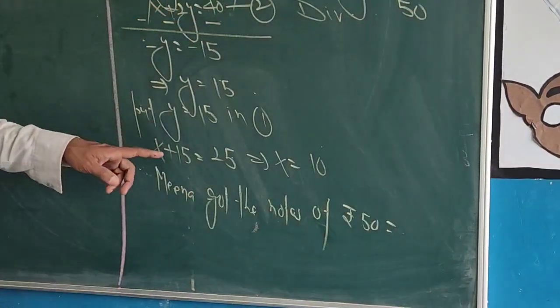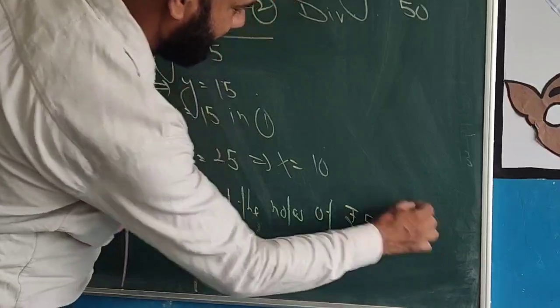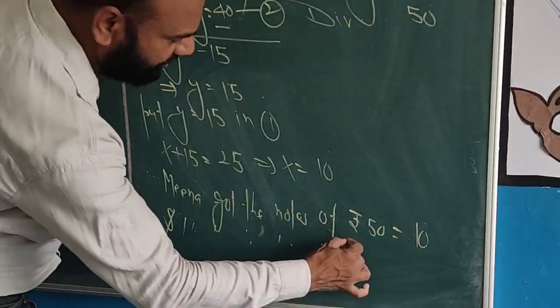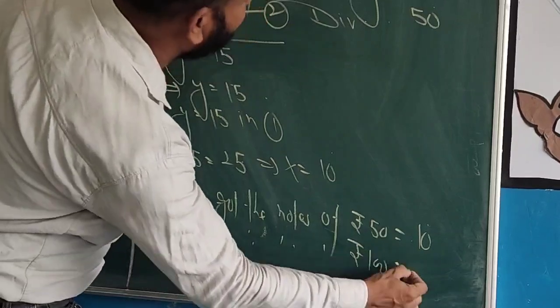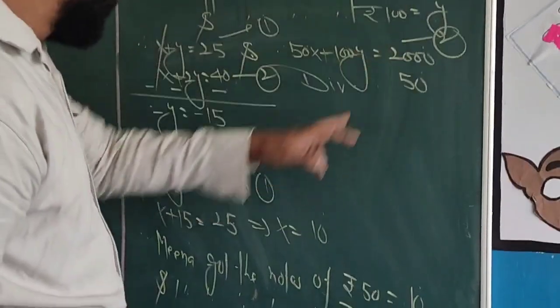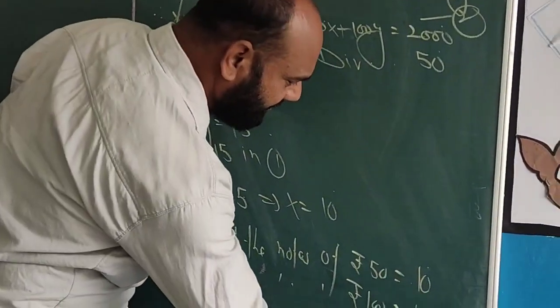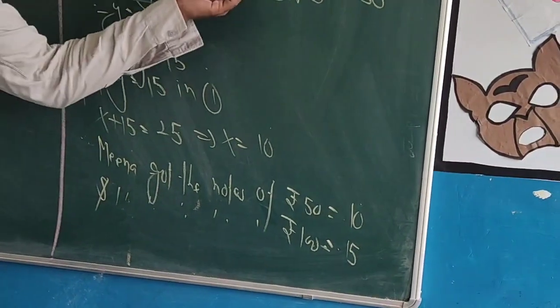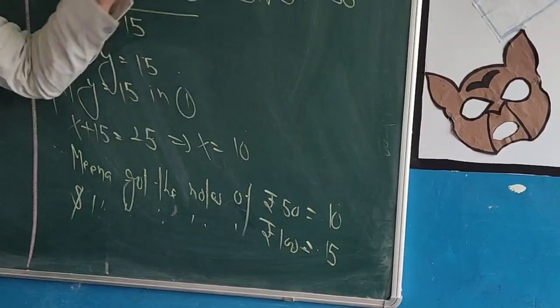Rupees 50 is equal to x, which is 10, and Meena got the notes of rupees 100. We assume the number of rupees 100 notes is y, and y is 50. And we also check our answer by putting the values of x and y in equation number 2.